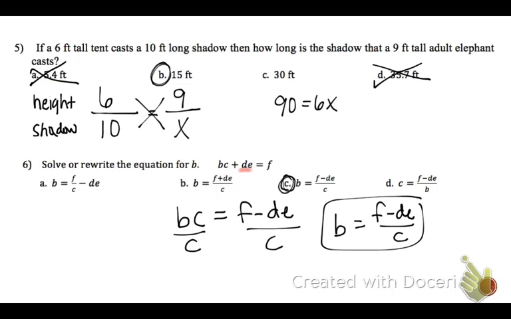Some answers that we could have crossed out to begin with would be answer D. Do you see how in D we solved for C? We don't want to solve for C. The problem says to solve for B. So that's an easy one to cross off.